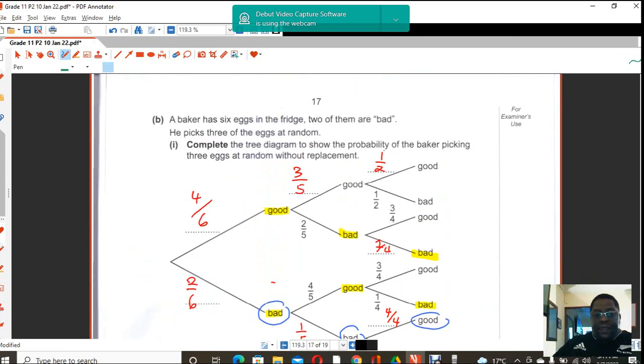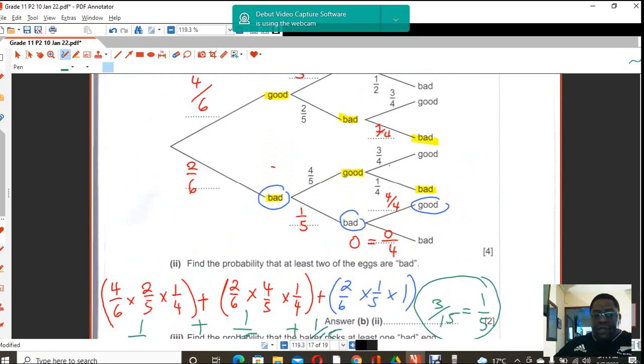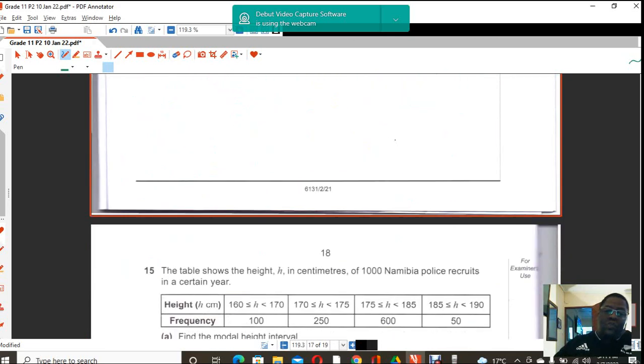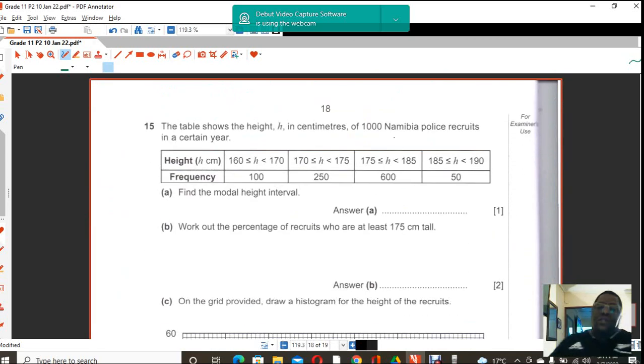There you go. Leave your answers as fractions. You'll be fine. Okay, so we are now starting with our last question, which is question 15.